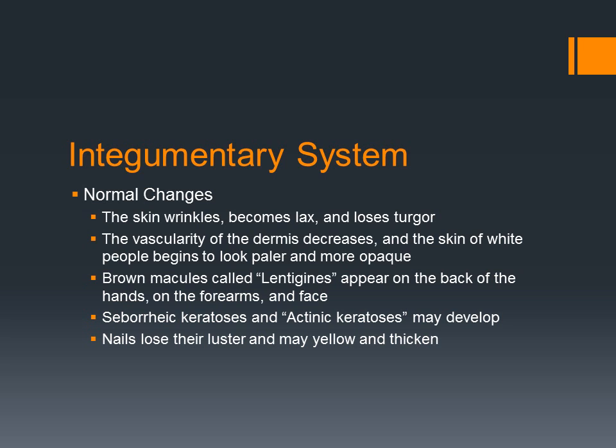Normal changes: the skin wrinkles, becomes lax, and loses turgor. The vascularity of the dermis decreases and the skin of white people begins to look paler and more opaque. Brown macules, called lentigines, appear on the back of the hands, on the forearms, and the face. Seborrheic keratosis and actinic keratosis may develop. Nails lose their luster and may become yellow and thickened.